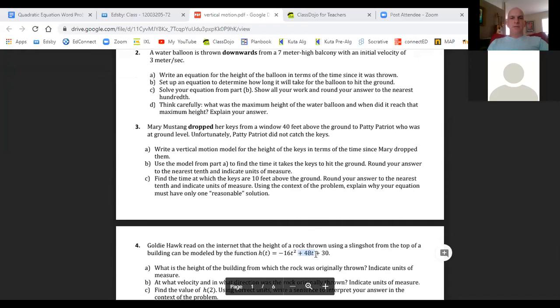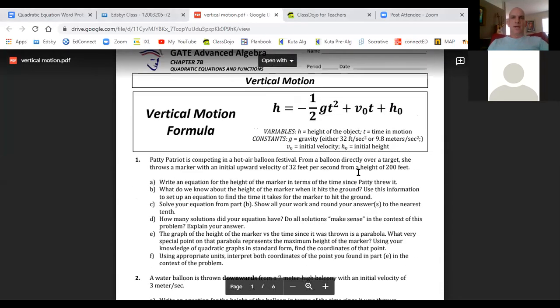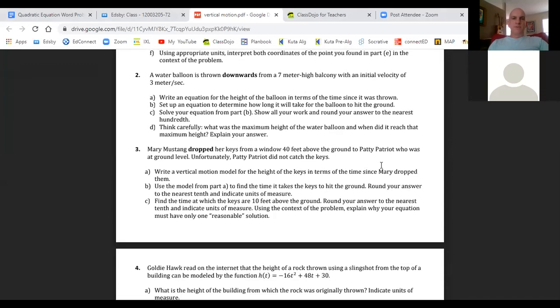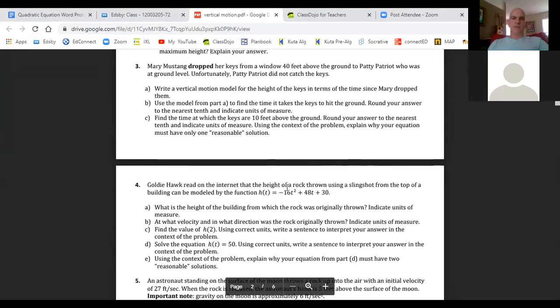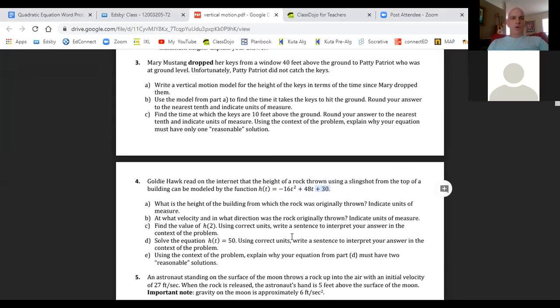In this plus 30, then, is the initial height. That's the h sub 0. So all of those numbers in that equation tell us something about the situation. This one tells us that they're talking about feet per second. This one tells us that we have an upward velocity of 48 feet per second, and that this is an initial height of 30. So each of those parts of the equation tell us something about the situation.